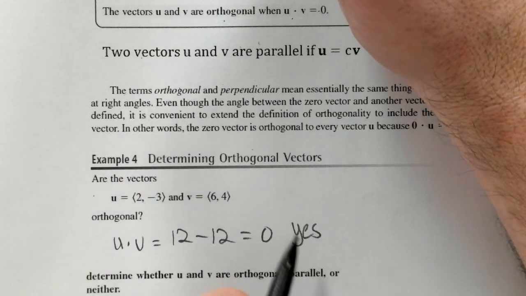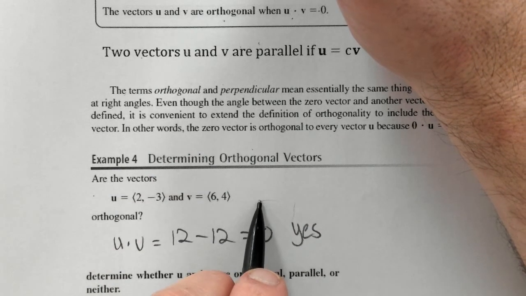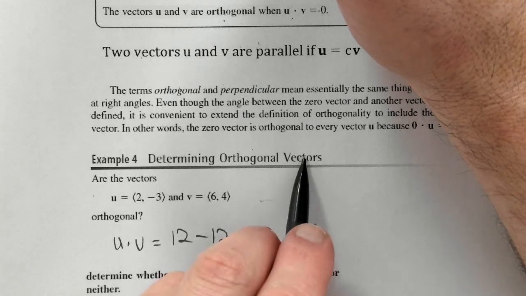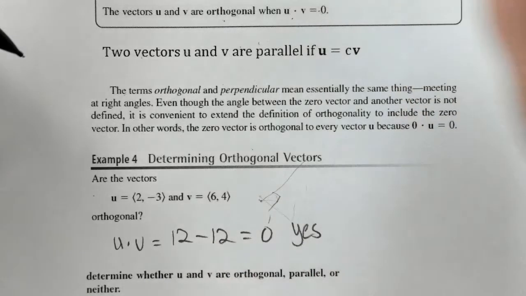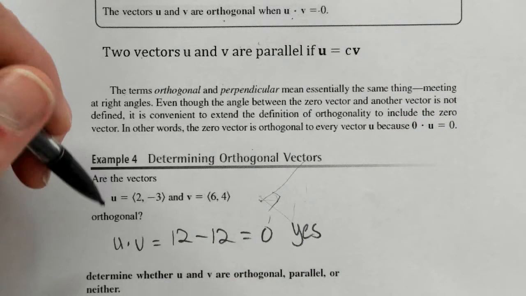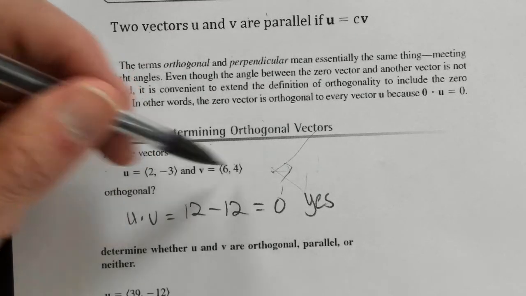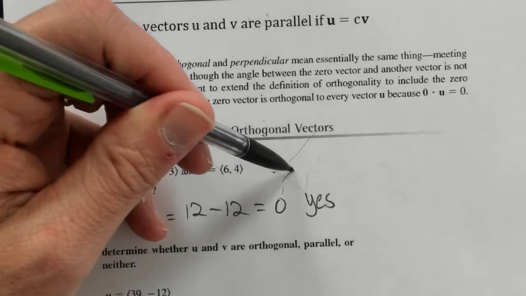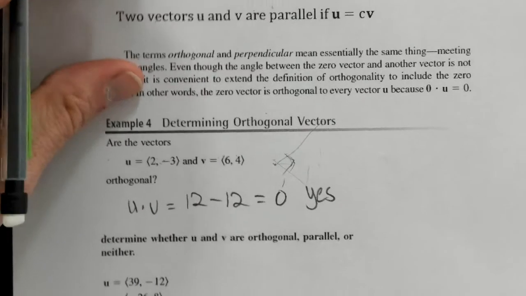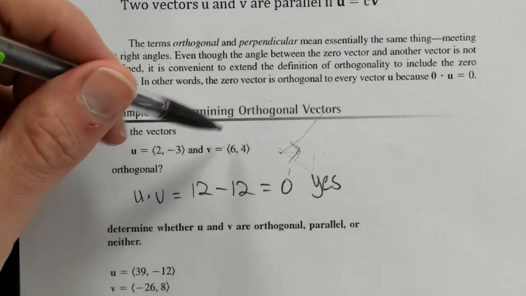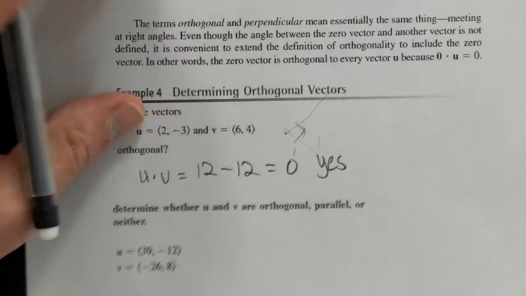If you were to draw these two vectors, 2, -3 and 6, 4, you would see that they're 90-degree vectors. In fact, if we use the formula from last time to find the angle between the two, you would see that the angle is 90 degrees. That would be another way to see if they were orthogonal, but the faster way is to just use the dot product.